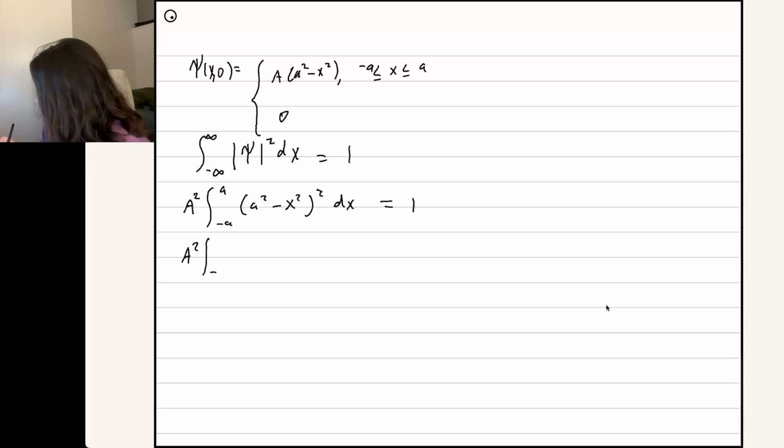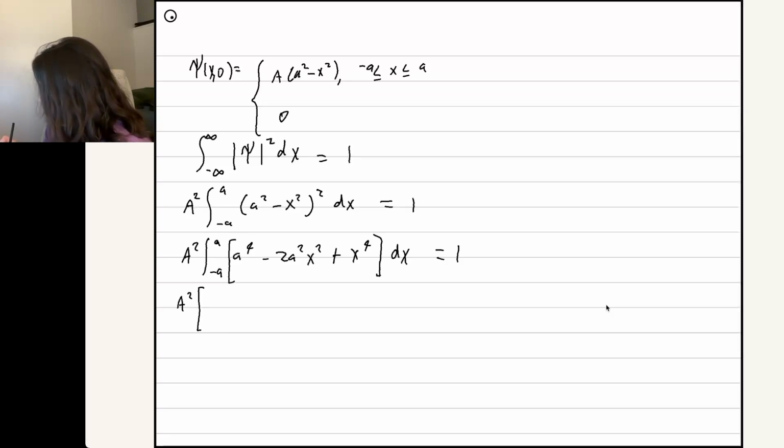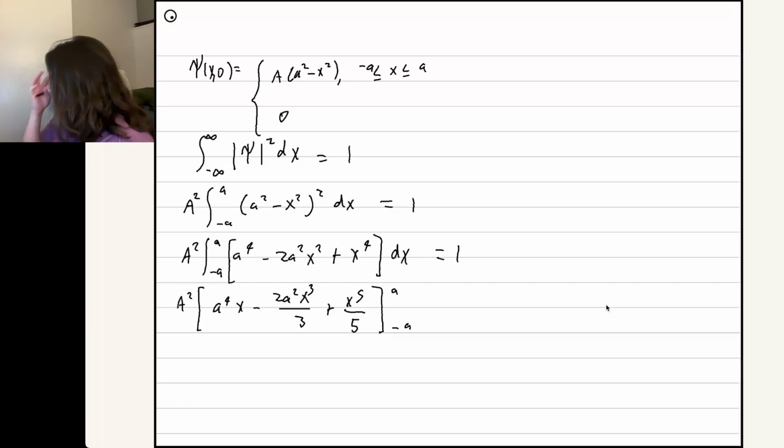There are ways to do this integral in fast steps, but I'm just going to expand the square. So it's going to be a to the fourth minus 2a squared x squared plus x to the fourth. That's what we're integrating. And that's not too bad of a little power law integral. So it's a to the fourth x minus 2a squared x cubed over 3 plus x to the 5 over 5. And we're going to evaluate from minus a to a and set it equal to 1.